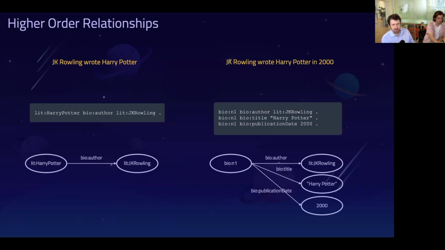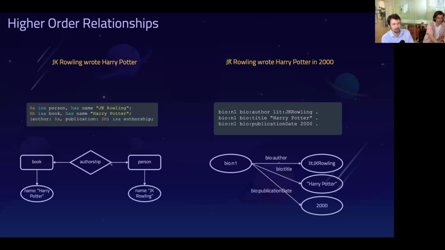And then let's say we want to make a statement about that statement. Here we say that the book was written in the year 2000. We can do that by effectively creating this node here that connects all of the different information that we want to connect. To do this in TypeDB would look as follows.